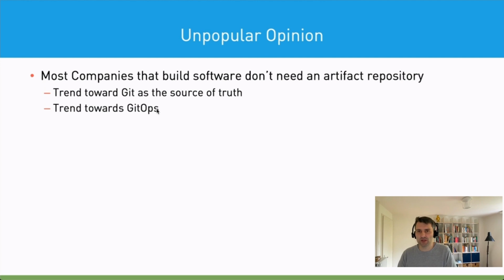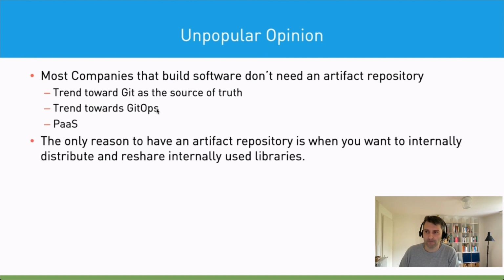There is of course the trend towards GitOps. It's built on Git, so that we want to have an automated deployment based directly from our repository, and then the other side is just pulling your code and building it and deploying it. So there is also no place for an artifact repository. And this is the same for platform as a service providers, because they all go into this GitOps flow, so that you automatically provide just a link to your code, and then everything else is more or less happening automatically. So the only reason to have an artifact repository, in my opinion, is if you want to internally distribute and reshare libraries.